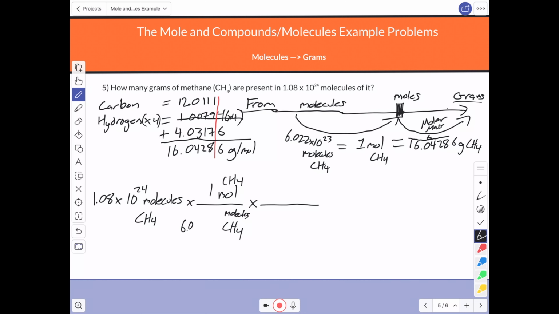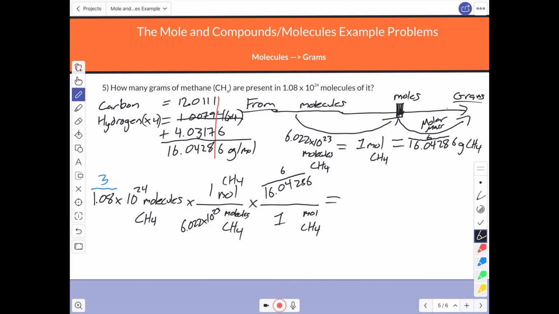And 6.022 times 10 to the 23 will go on the bottom. That's our first conversion factor here. And then that means moles of CH4 will go on the bottom here, because they need to cancel. The 1 will go there, and then our molar mass of methane will go on top, 16.04286, which is 1, 2, 3, 4, 5, 6 sig figs there. Our final answer will be, though, to 3 sig figs.